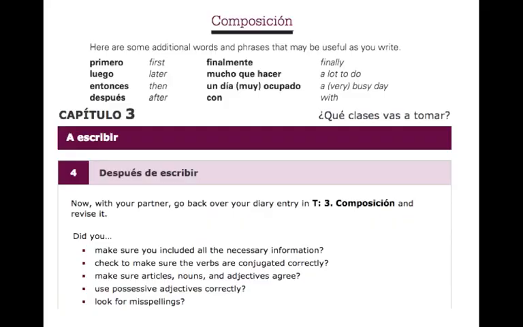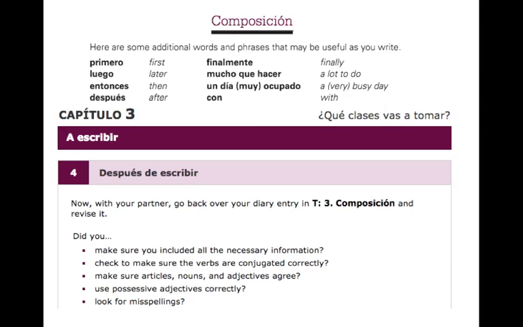So for the writing part of this tarea, your homework for this module, you're going to be writing a composición, and here are some words that can be helpful in writing compositions. Primero, luego, entonces, después, finalmente, mucho que hacer, un día ocupado, con. So your composition is going to be about your busy life, your busy day, your busy weekends.